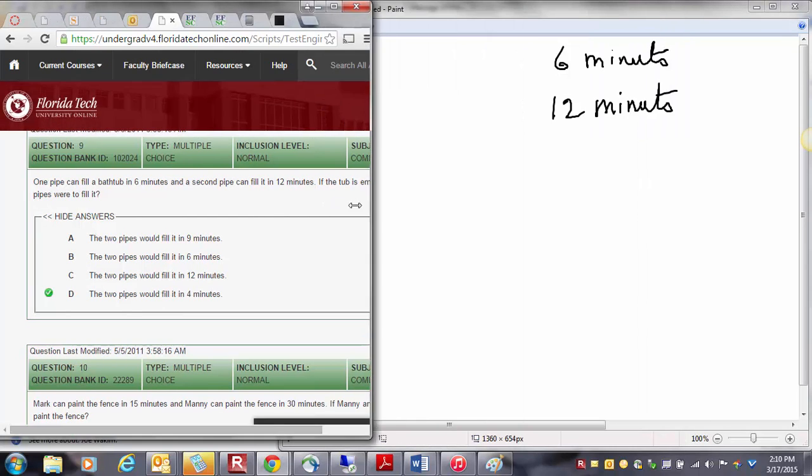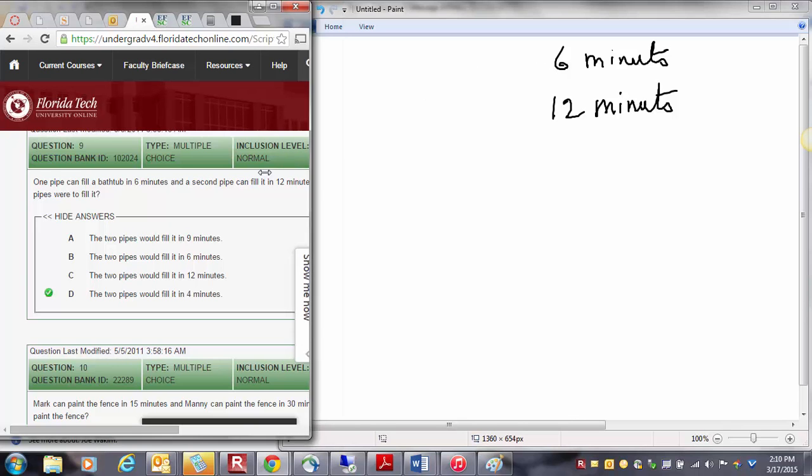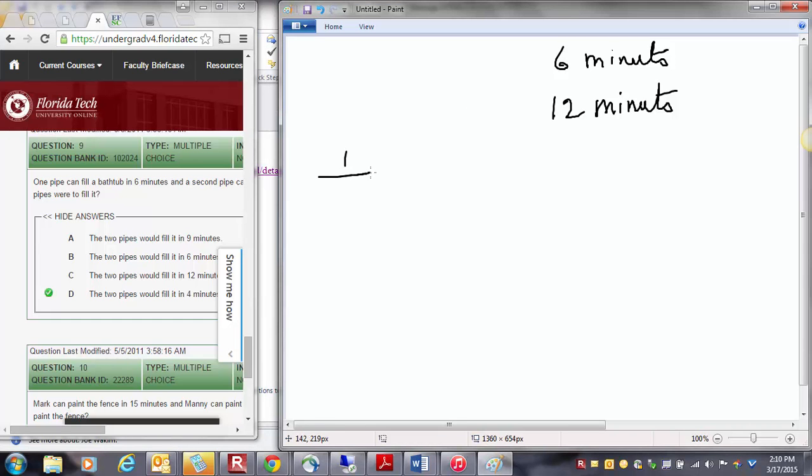Okay, if we have both pipes at the same time, of course, because this will take 6 minutes and this will take 12 minutes, together it should take less than 6 minutes, right? Now the best way to solve this problem would be, if it takes 6 minutes to fill up the whole tub, in 1 minute it will fill 1/6 of the whole tub.